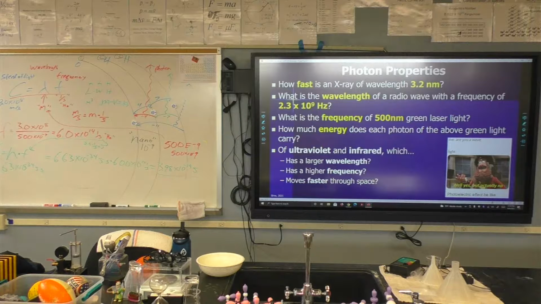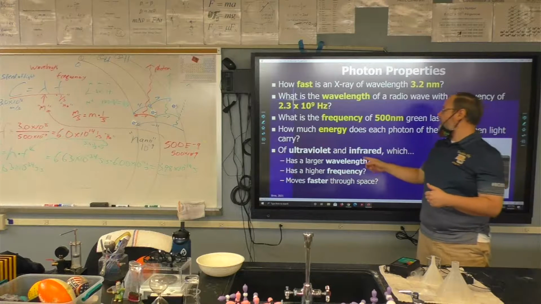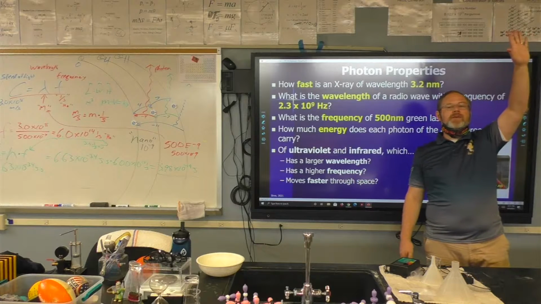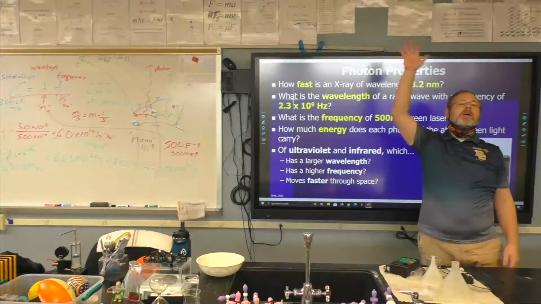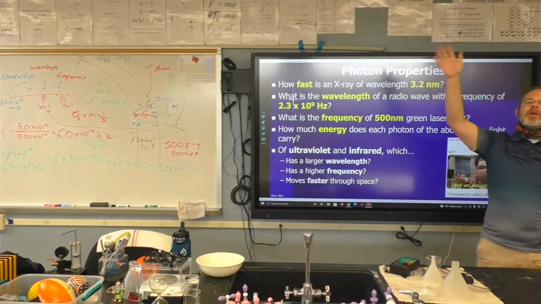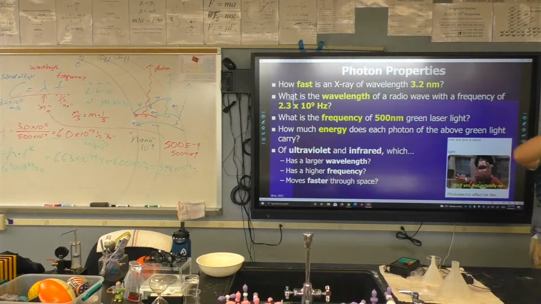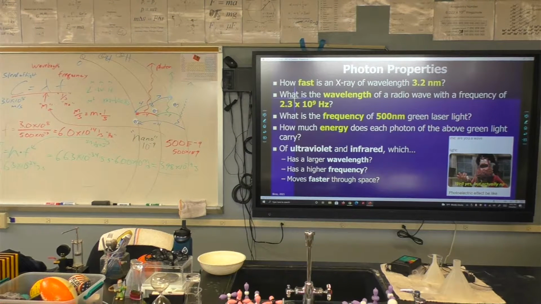Okay. Remember, energy is tied to frequency. If frequency goes up, wavelength goes down. If frequency goes down, wavelength goes up. So, of ultraviolet and infrared, which has a larger wavelength? If you believe the answer is ultraviolet, raise your hand. If you believe it's infrared, raise your hand. It's infrared. Infrared has a longer wavelength and therefore a lower frequency and a lower energy.